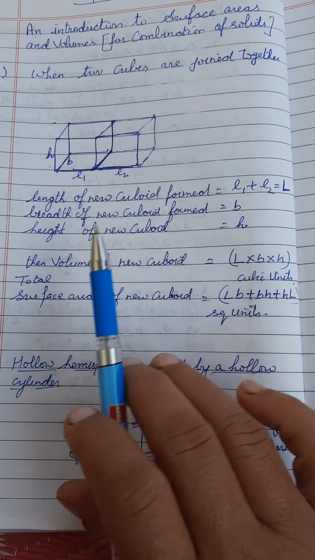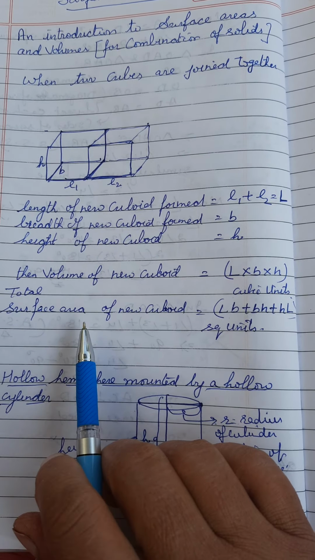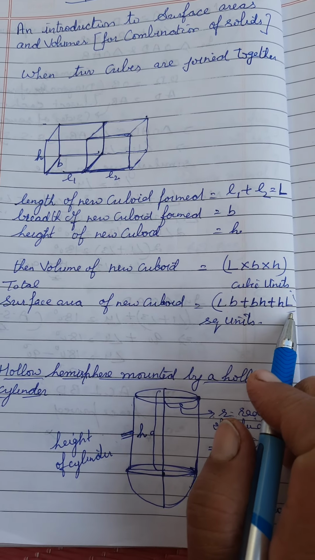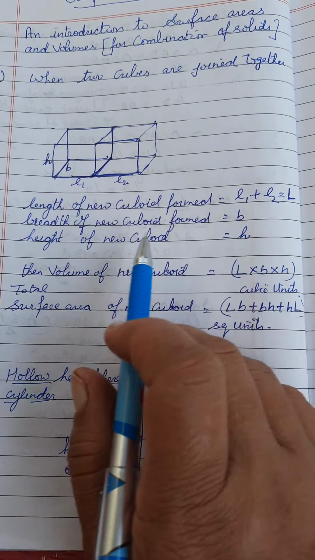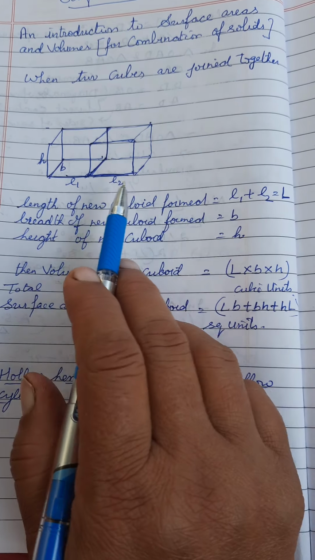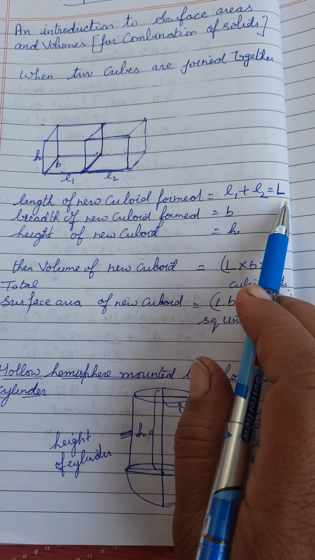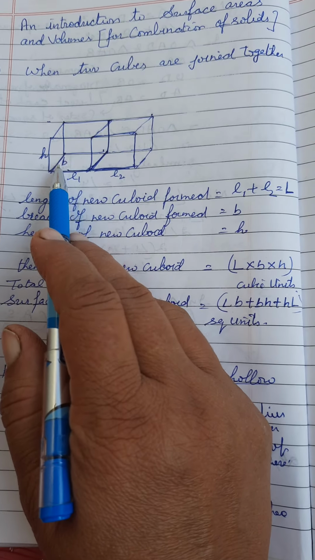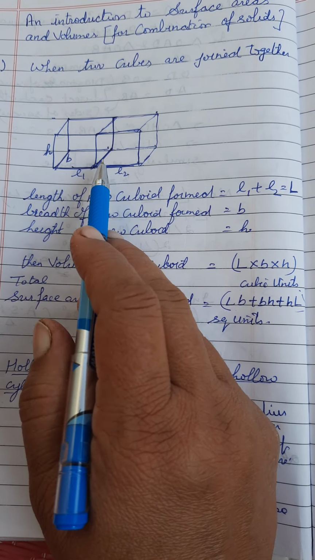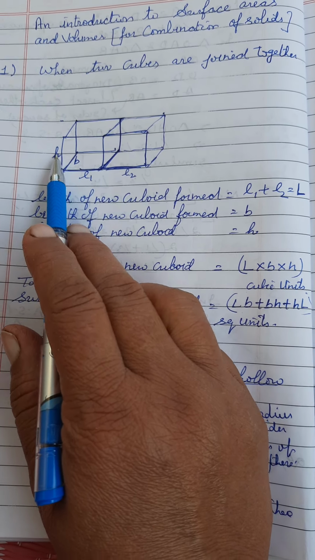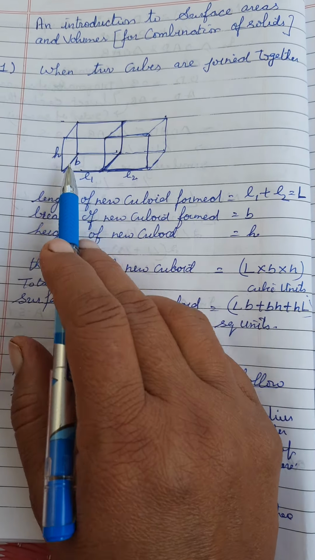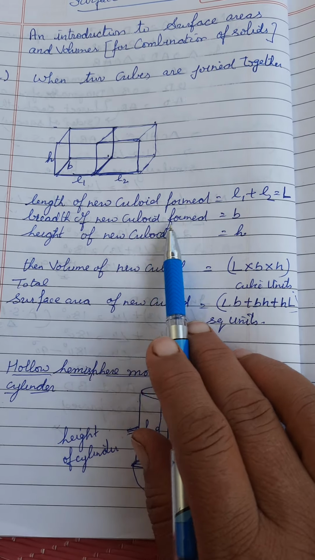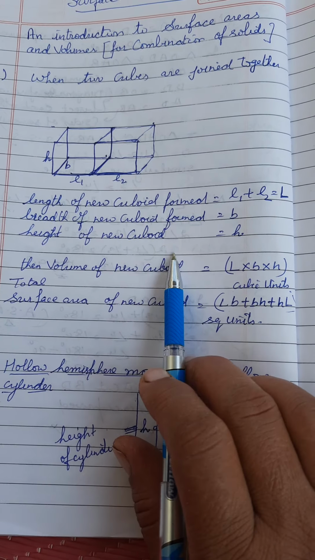Then the surface area of the new cuboid will be LB plus BH plus HL. This is the cuboid form. Length of the new cuboid will be L1 plus L2, that is given by capital L. Then the breadth of the new cuboid is B, that was the breadth of the cube. This breadth and height, these two will be equal in the new cuboid also. For the symbol of breadth we have given B, height H.